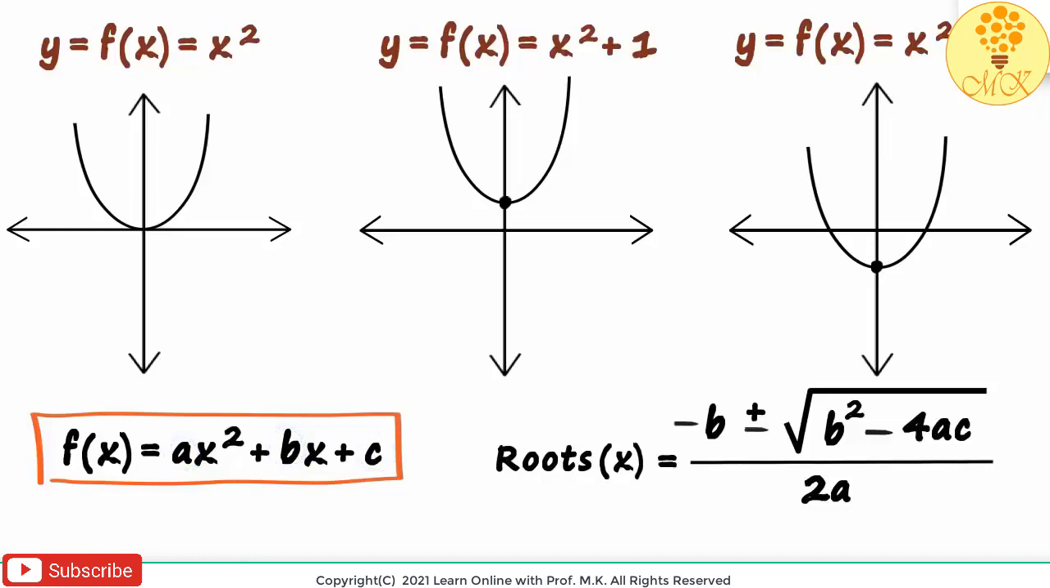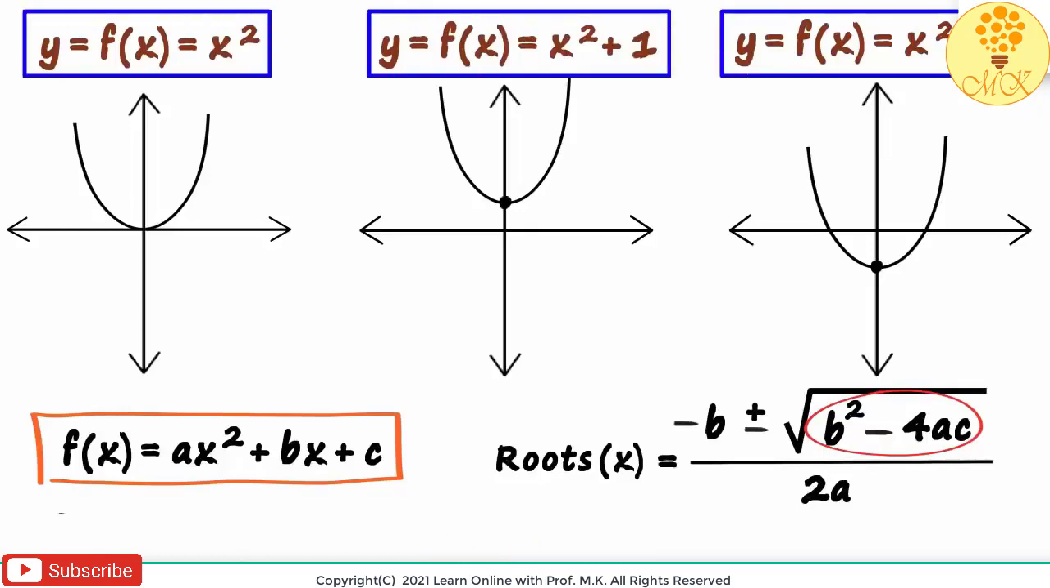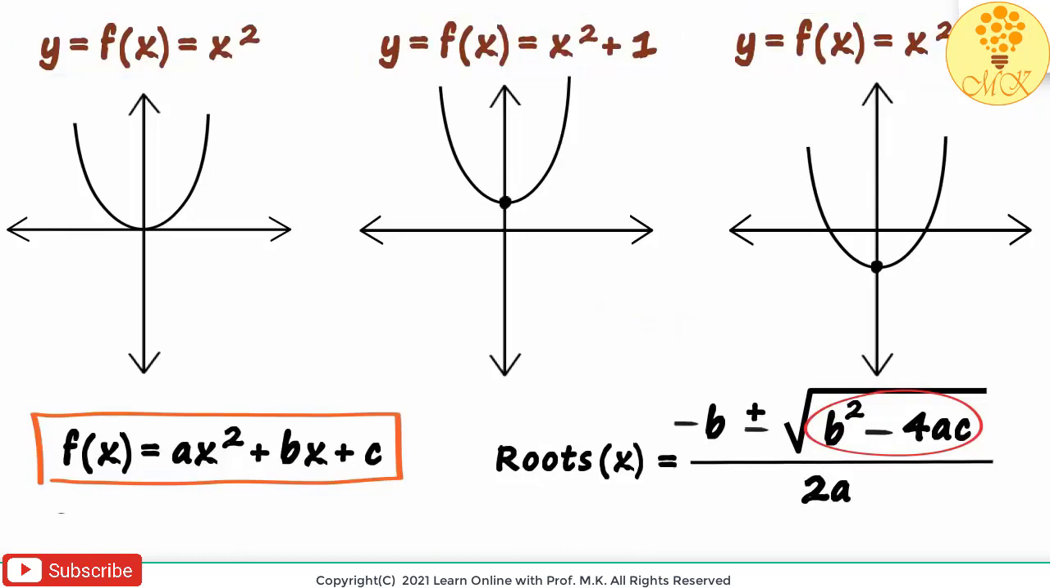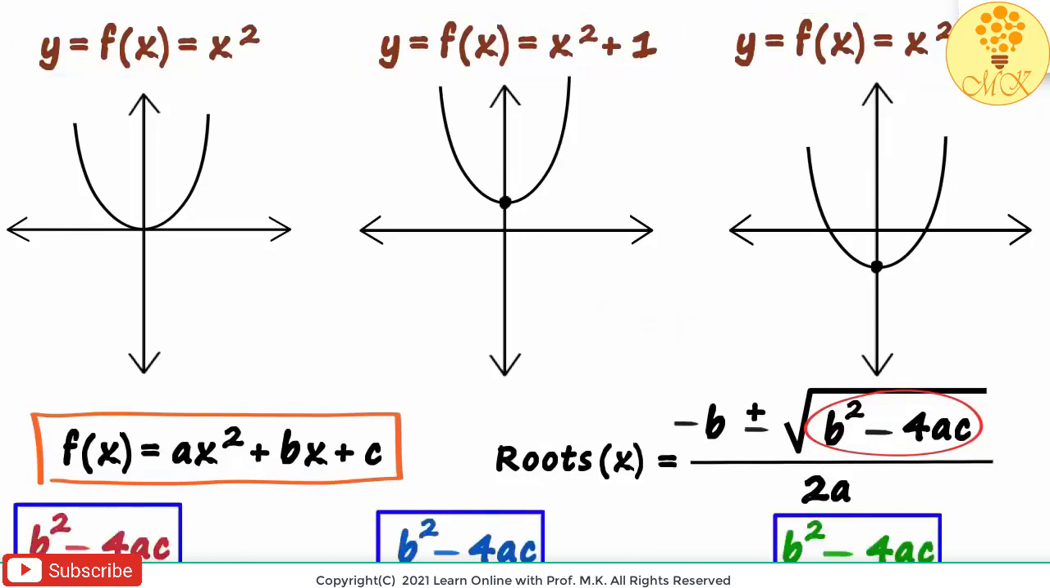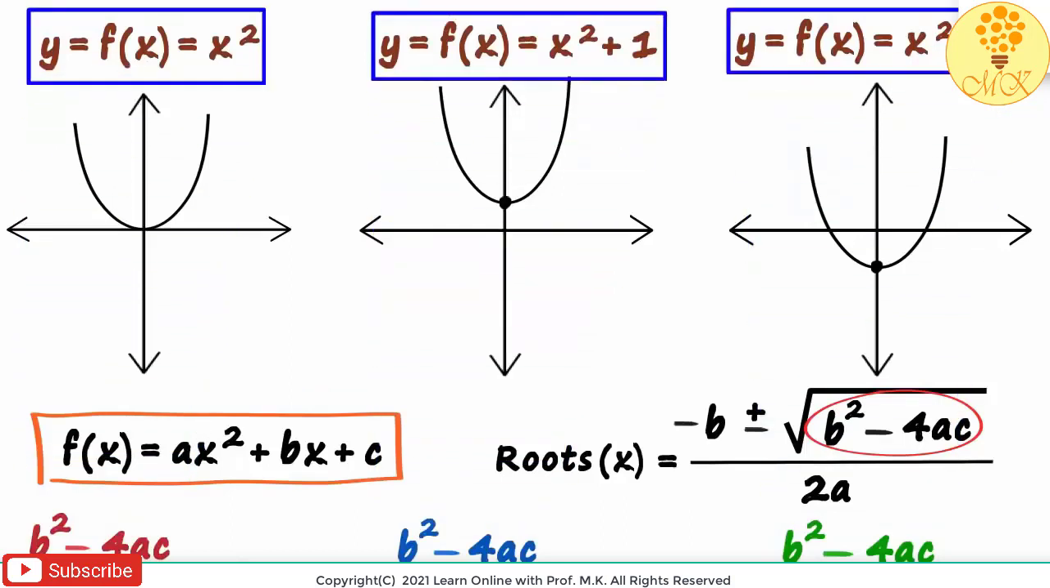To know how many roots an equation has, just this value is enough. If positive, then 2 roots. If 0, then 1 root. And if negative, then no roots. Look at these functions. They're all quadratic with b equal to 0. So let's see what b squared minus 4ac tells us in each case.